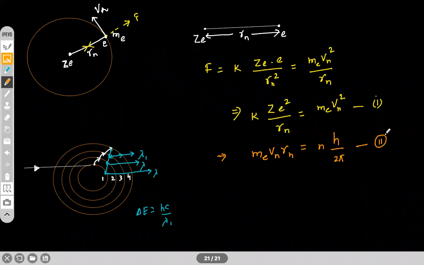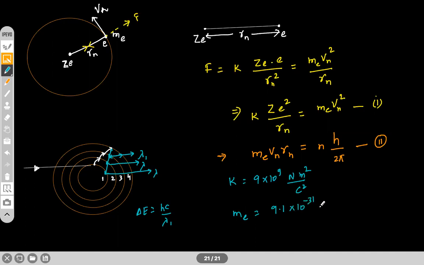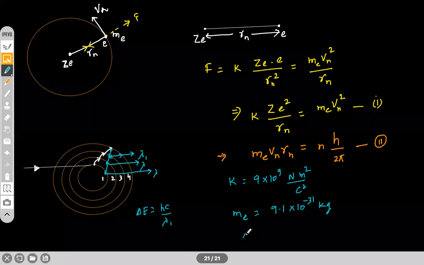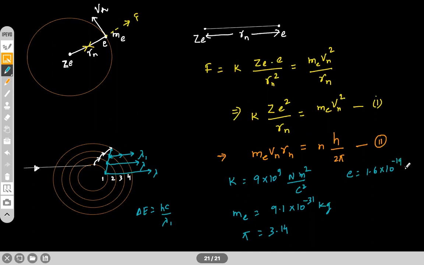No doubt in this? Correct. So now you see these two equations, k is a constant, and we know the value of k. K is 9 into 10 to the power 9 newton meter square per coulomb square. The mass of electron we also know, that is 9.1 into 10 to the power minus 31 kg. We know the value of pi, that is 3.14. We know the charge on the electron, 1.6 into 10 to the power minus 19 coulomb. We know the value of the other things, right?